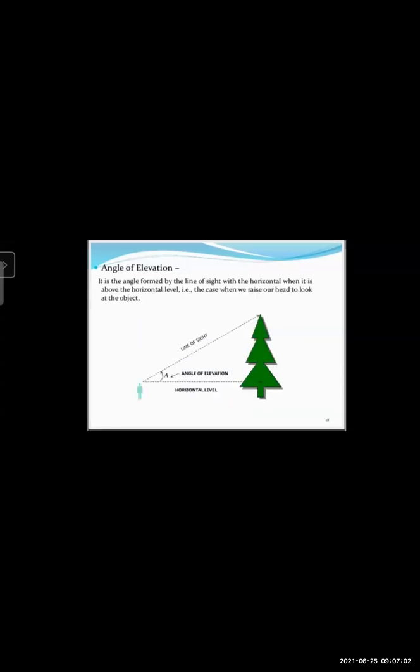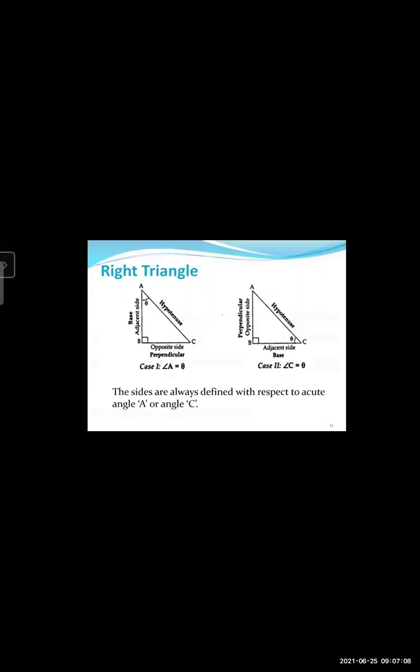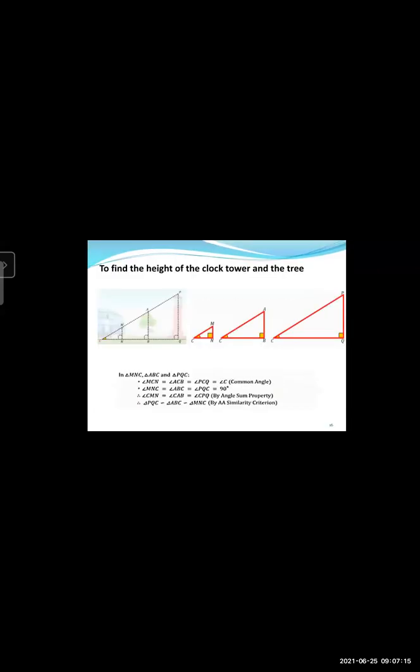So here there are two concepts, angle of elevation and angle of depression. Okay, so remember this thing. Don't be confused. Angle of elevation and angle of depression. So see, to find the height of a clock tower and the tree. See, here is the tree and here is the tower. So to find this, we take this right angle triangle.